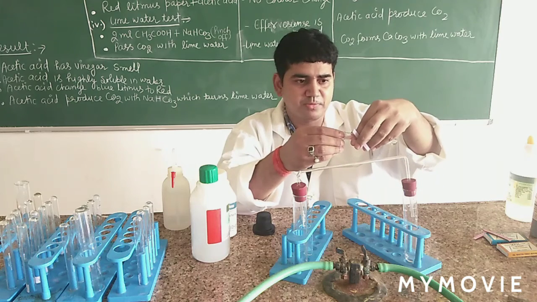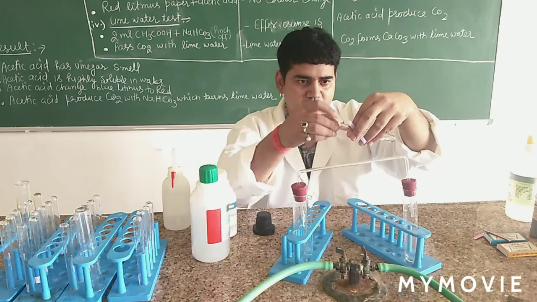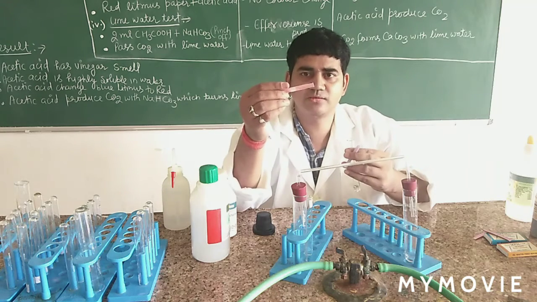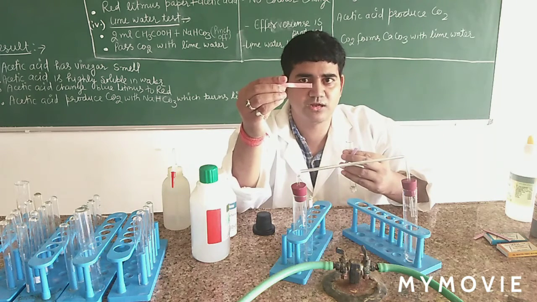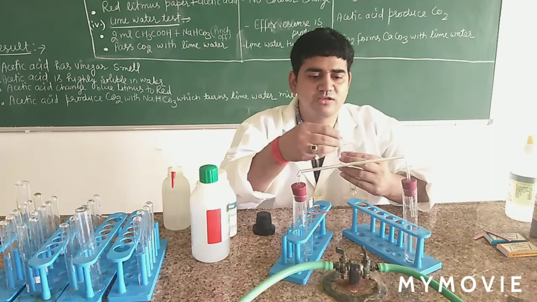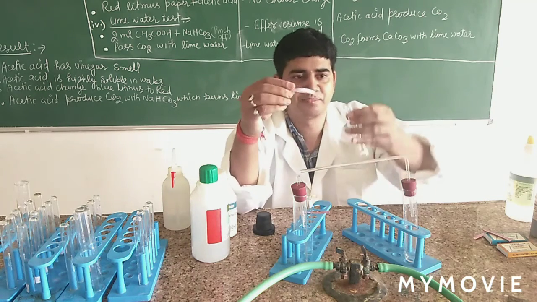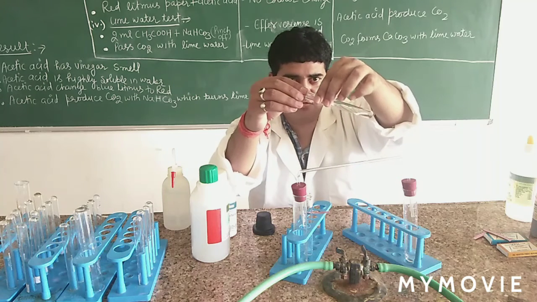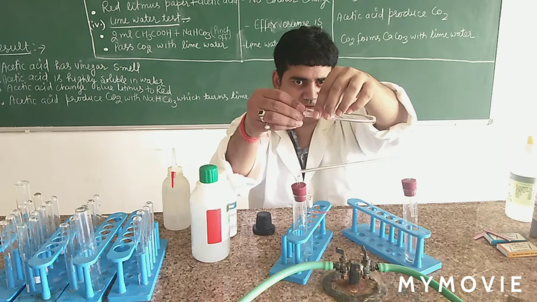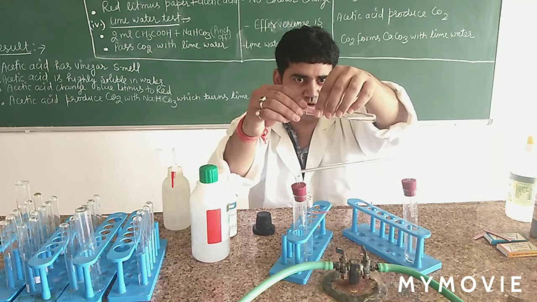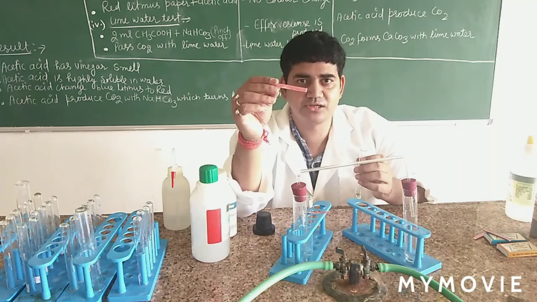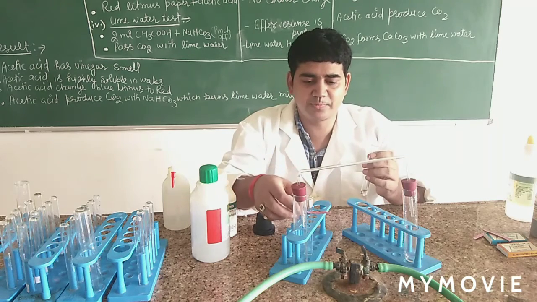Dip the litmus paper into the acetic acid and soak it. You can see there is no change in the red litmus. The red litmus paper stays red only. It is not affected at all. The second one is the blue litmus paper. When you put the blue litmus paper into the acetic acid, you can see it totally changes to red. That shows that it is highly acidic in nature. So this is the litmus paper test.